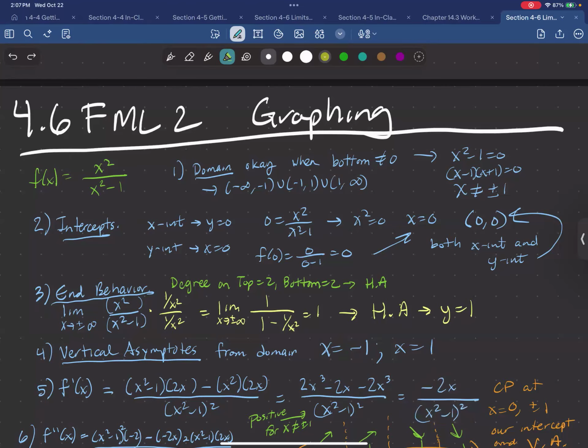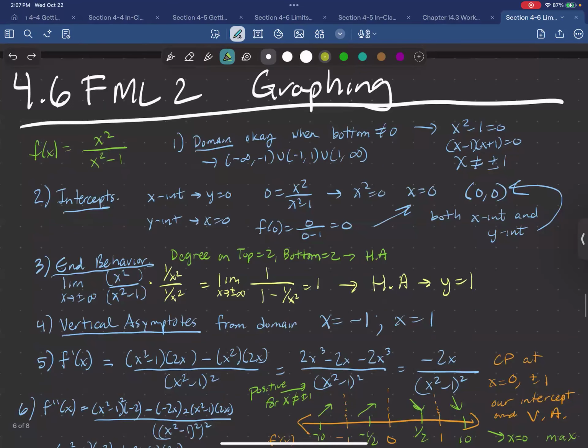So the bottom is positive everywhere, except at 1 where it equals 0. Anything squared is going to be positive. So that ends up being positive everywhere. So when we're looking at our sign chart, we don't even need to keep it in mind. To find our critical points, we do count it for critical points though. So we are going to have a critical point at plus or minus 1. And the top gives us a critical point when we set it equal to 0, if x equals 0. Okay?